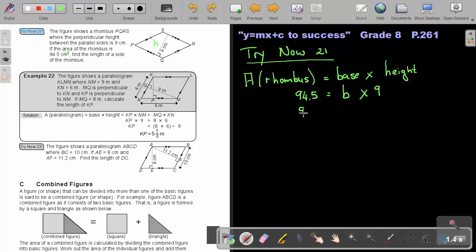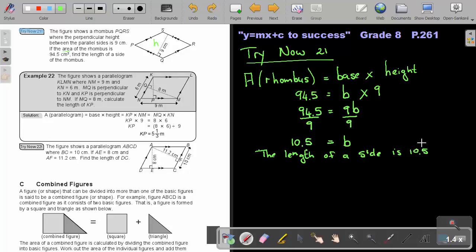And now I'm just going to put in the step. That's 9b. So I just divide by 9 on both sides. So I will get that the value of b will be 10.5. And what did I say? What is the length of a side? So we can end with a sentence: the length of a side is 10.5. And this was in centimeters.